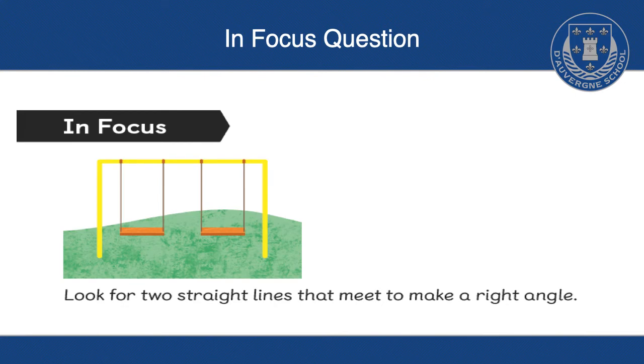It says look for two straight lines that meet to make a right angle. So this is a picture of swings. Have a little look where two lines are that meet, and you might have come across the language before of right angle, and if you have, try to figure out what you think it might be.